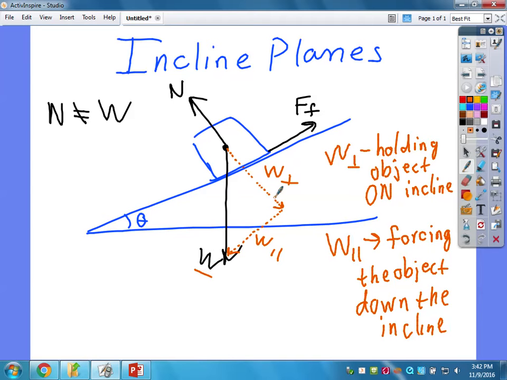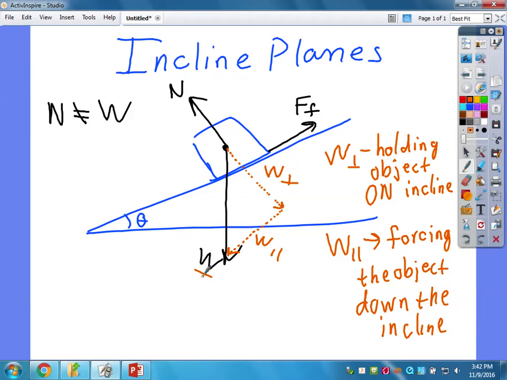One, to hold it on the inclined plane so it doesn't just fly off some crazy direction. It doesn't go like this. That would never happen. The weight perpendicular holds it on the inclined plane. The weight parallel tries to bring it down the inclined plane.